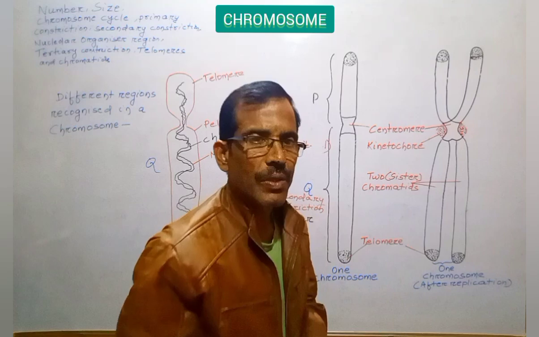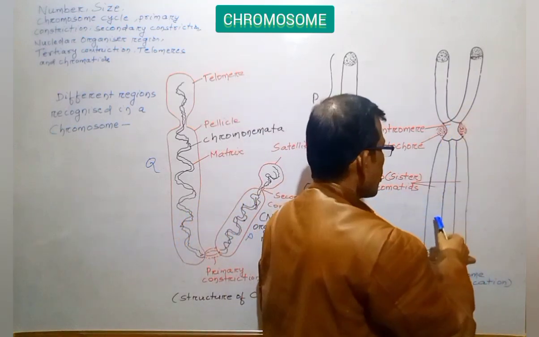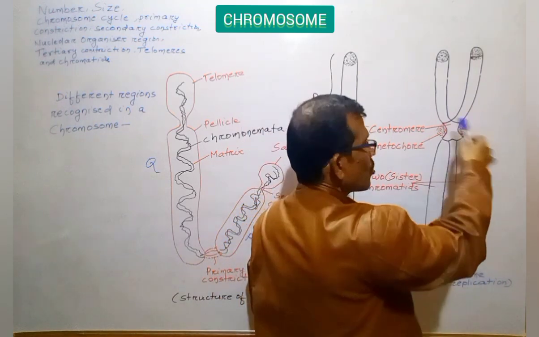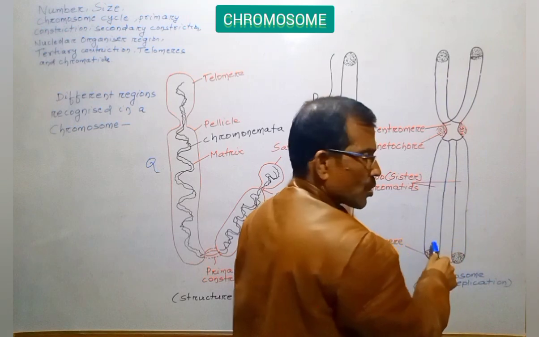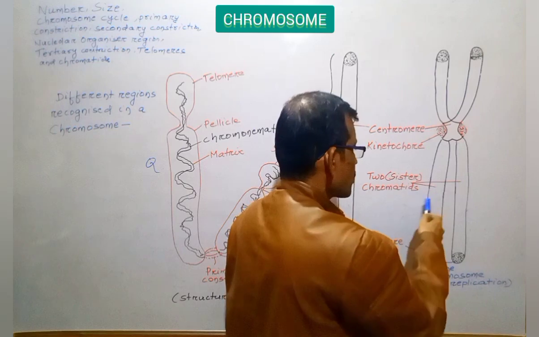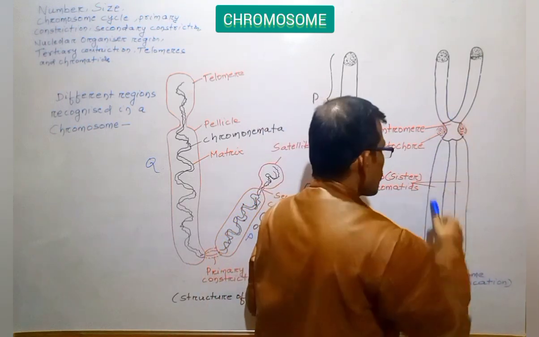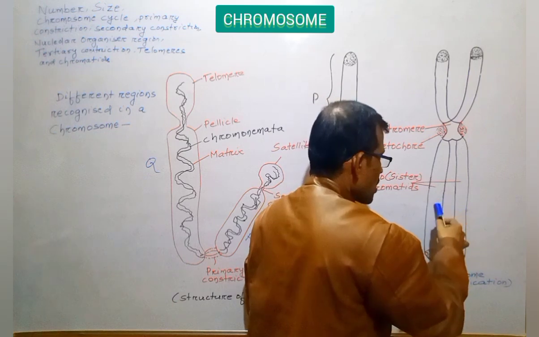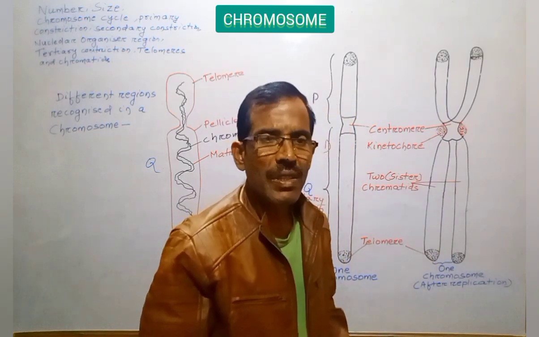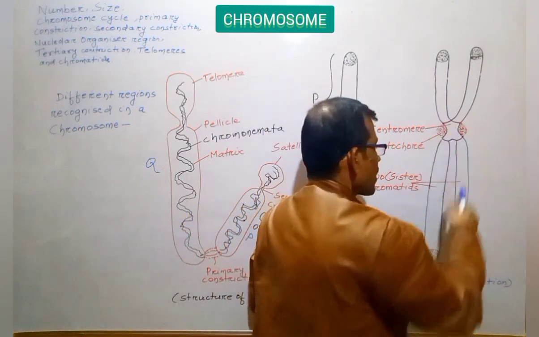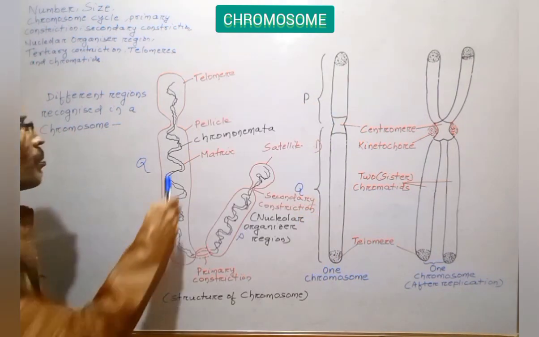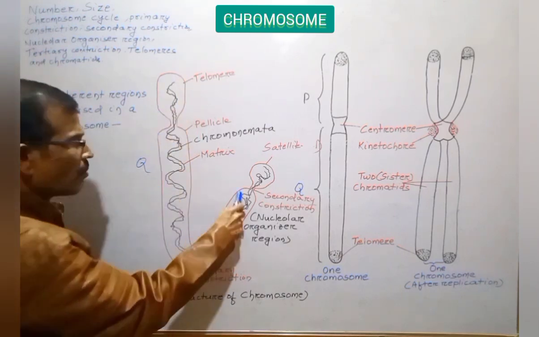But during metaphase, each chromosome consists of two symmetric structures which remain attached at the centromere. Each symmetric structure is one half of the duplicated chromosome and is known as a chromatid. So the duplicated chromosome consists of two sister chromatids which remain attached at the centromere. During cell division, these two chromatids are separated and become individual chromosomes. Each chromosome is enclosed by an envelope called pellicle.